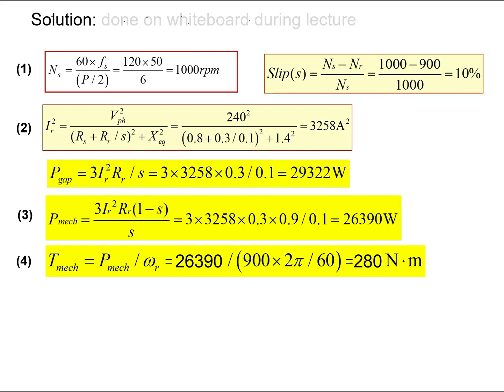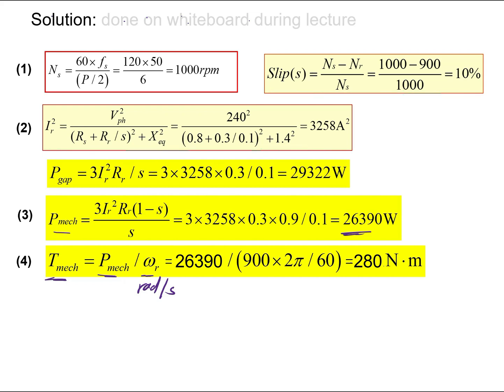The fourth parameter we want to calculate is the mechanical torque. Remember that the mechanical torque is equal to the mechanical power divided by the speed of the rotor in radians per second. So now that we have the mechanical power over here, we can divide it by the angular speed of the rotor in radians per second.